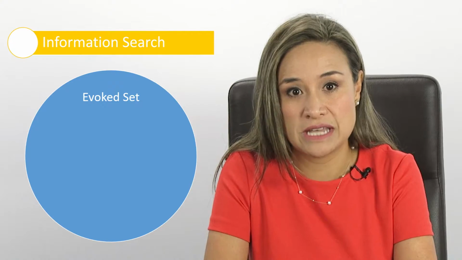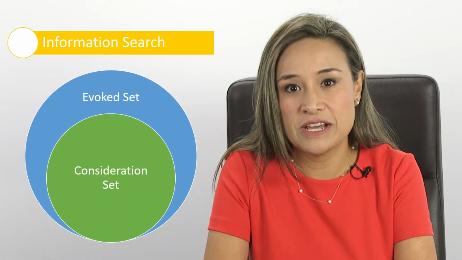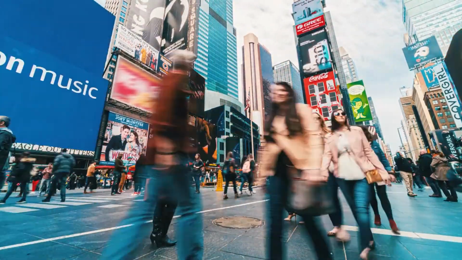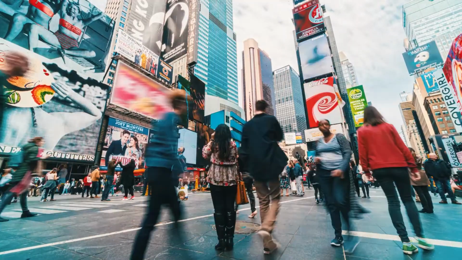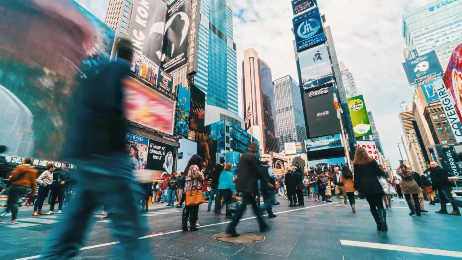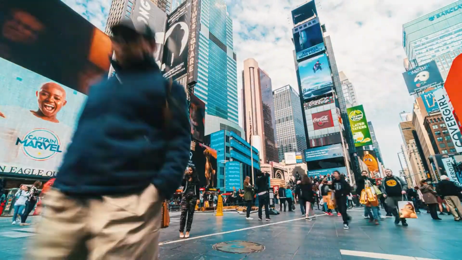We call all of the alternatives a consumer is aware of when making the decision an evoked set, and the ones that he is seriously considering the consideration set. As a marketer, you want your consumers to know about your brand, because if the consumer does not know about the brand, the consumer cannot have it in their evoked set, and especially in the consideration set.